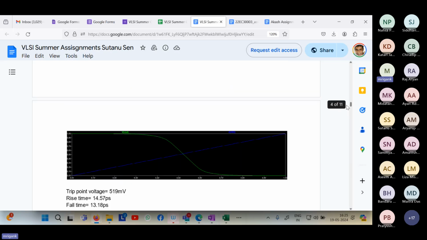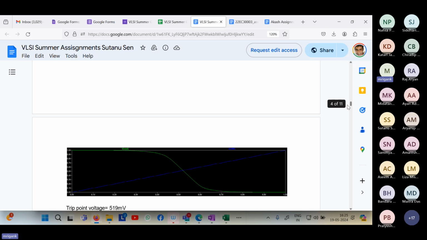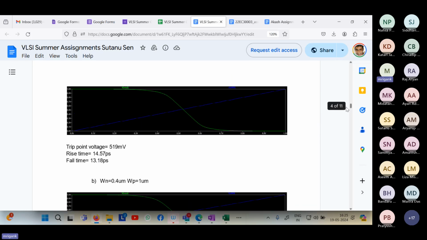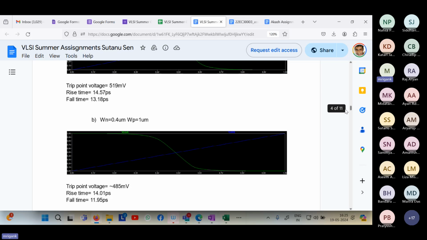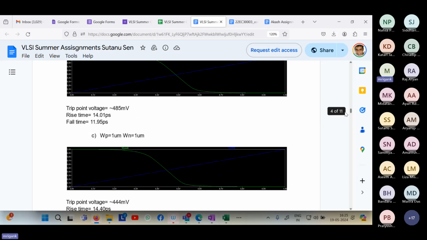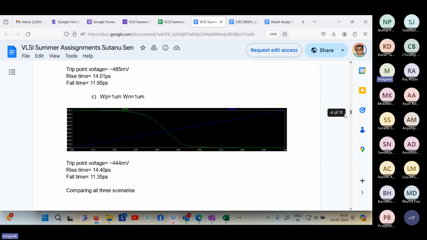So what I was expecting is that if you change one of them, say in this case WP has been reduced to 1 micro from 2 micro, but rise time, fall time is remaining almost similar. Not much change. Fall time has improved actually. Rise time also slightly improved only. And then W and WP both 1 micro, again similar, not much effect.